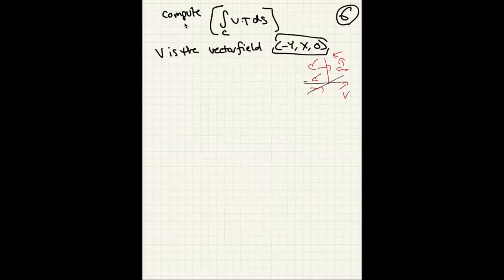I shouldn't have done that vertical axis in red. That vertical axis is z. Okay, x and y. And what do I still need to tell you? I need to give you an oriented curve C.